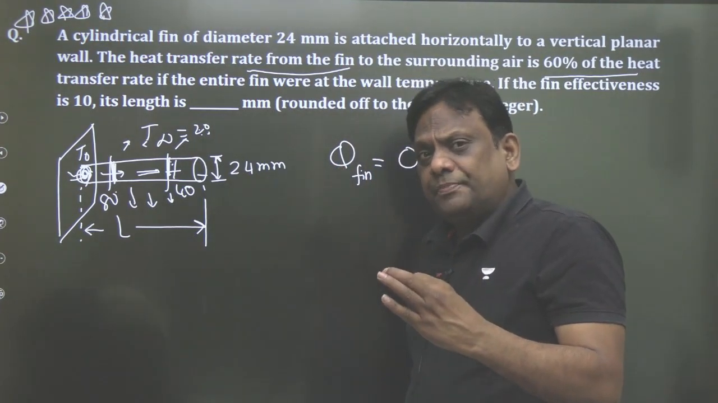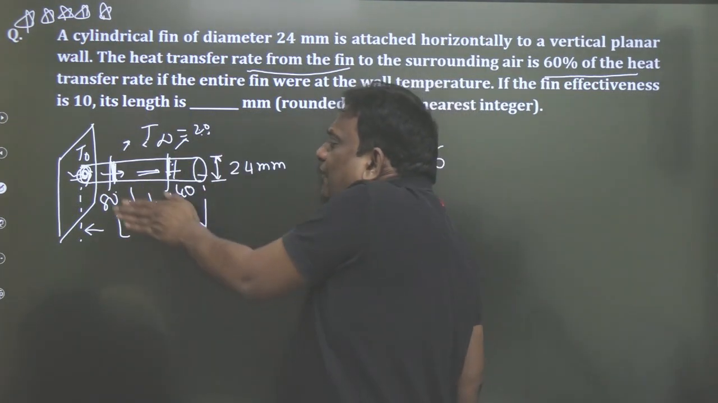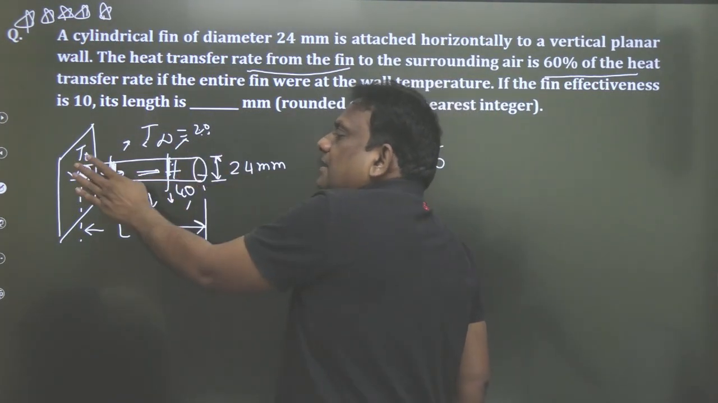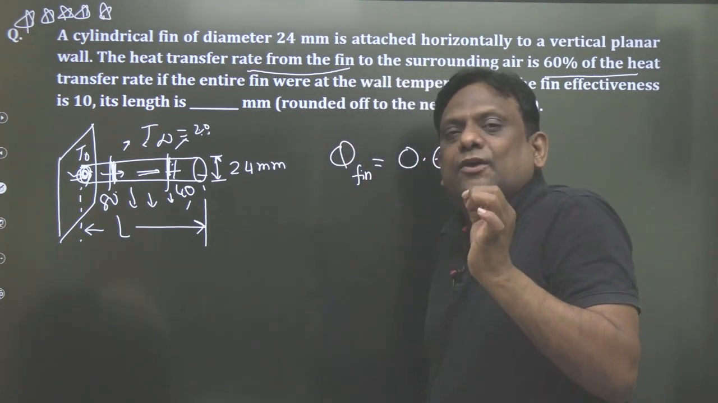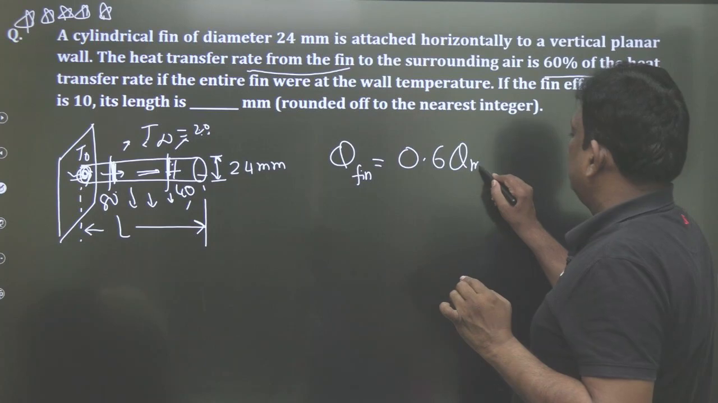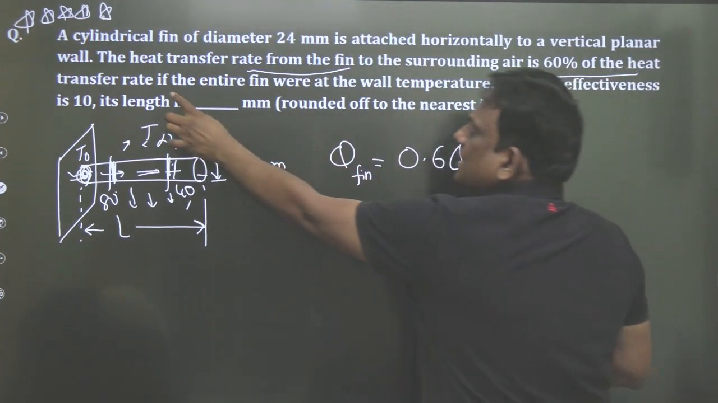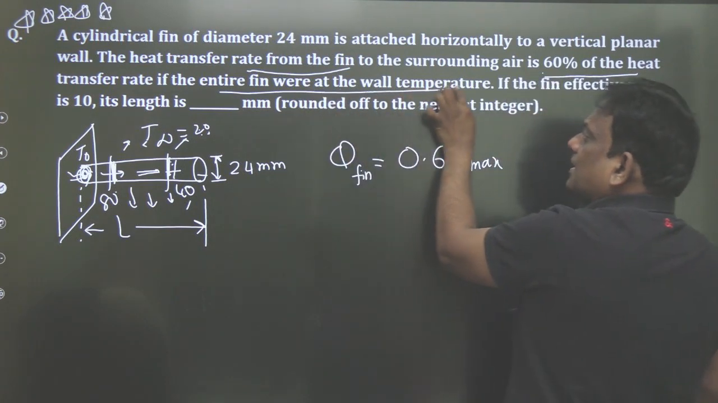So he says, when do you expect the heat transfer to be maximum? When the entire fin is assumed to be at the base temperature. Now that will give me the maximum heat transfer, so I will write this as Q maximum. Why Q maximum? Look at 60% of the heat transfer if the entire fin were at the wall temperature.